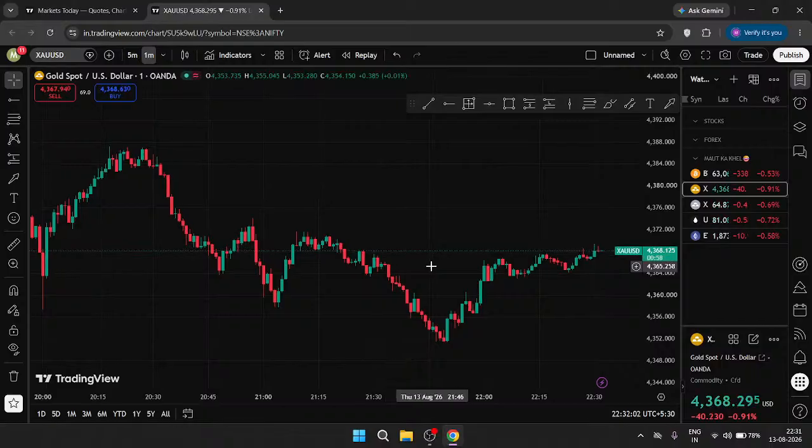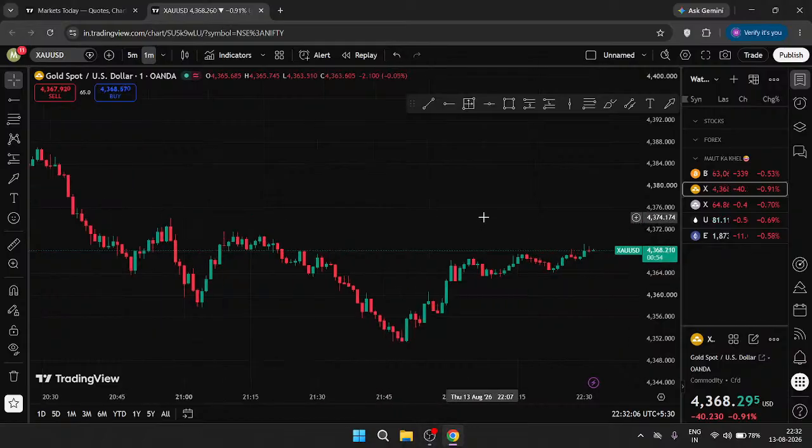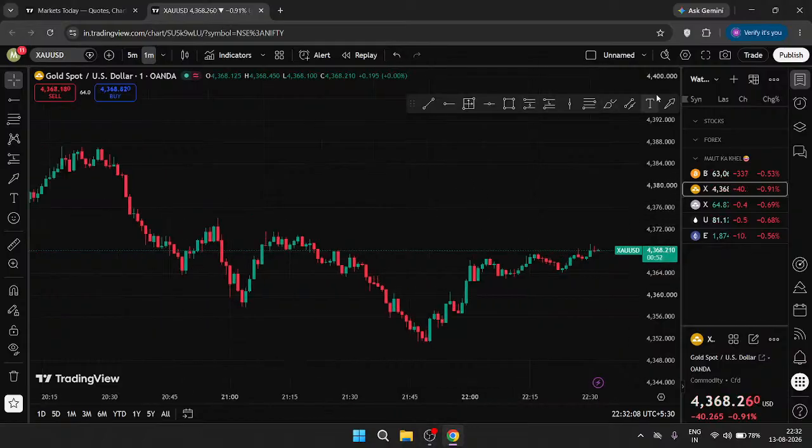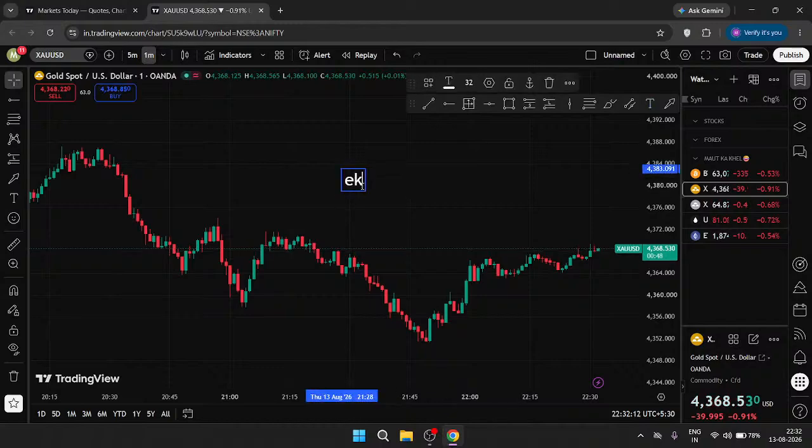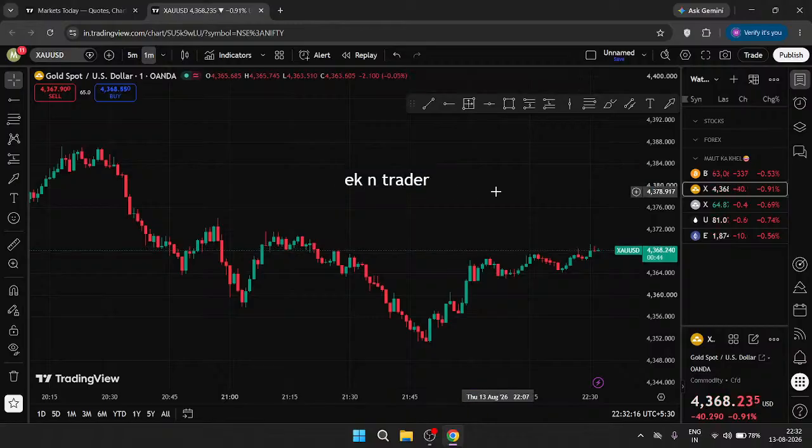Masterclass Part 2, Market Structure and Liquidity. Now we move into the core of price action trading. If you understand market structure and liquidity properly, you can start reading a chart without depending on a pile of indicators. Number one, what is market structure? Market structure simply means, "how price is moving from one swing point to another."